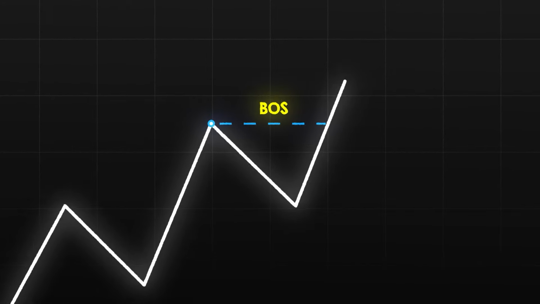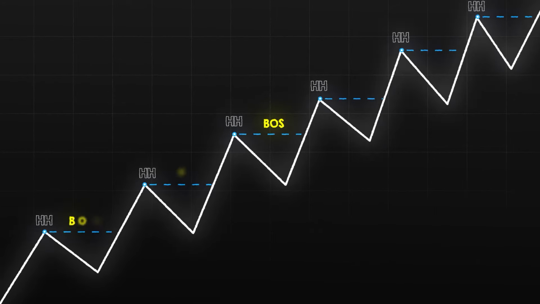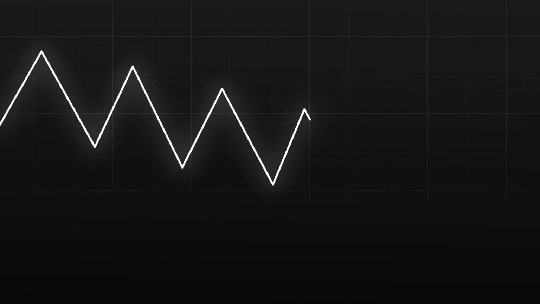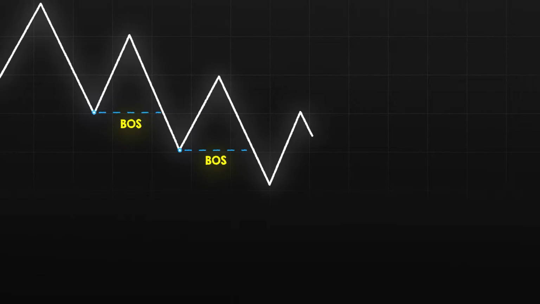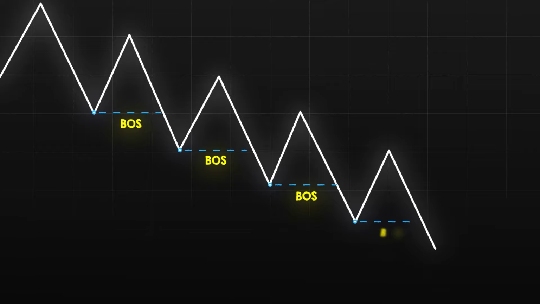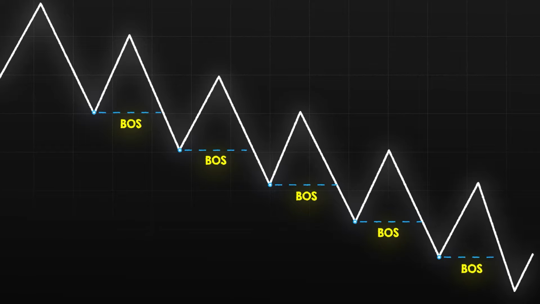Break of structure, or BOS. In an uptrend, a break of structure occurs when the price breaks above the previous high. Here you can observe that each higher high is formed by breaking the previous high. Similarly, in a downtrend, a break of structure occurs when the price breaks below the previous low. For each lower low to form, the price has to break the previous low and move downwards.